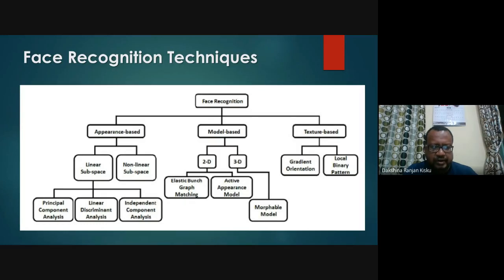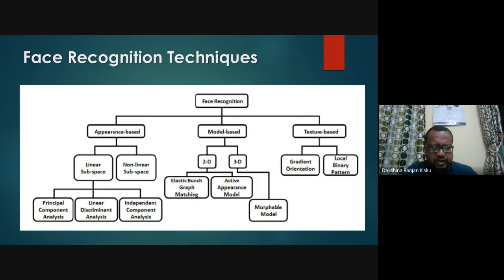Now what are the different linear subspace methods available? Principal component analysis, linear discriminant analysis, and independent component analysis are the linear subspace methods. Non-linear subspace methods are also available: whenever we use a kernel in the linear subspace method, it becomes a non-linear subspace method.